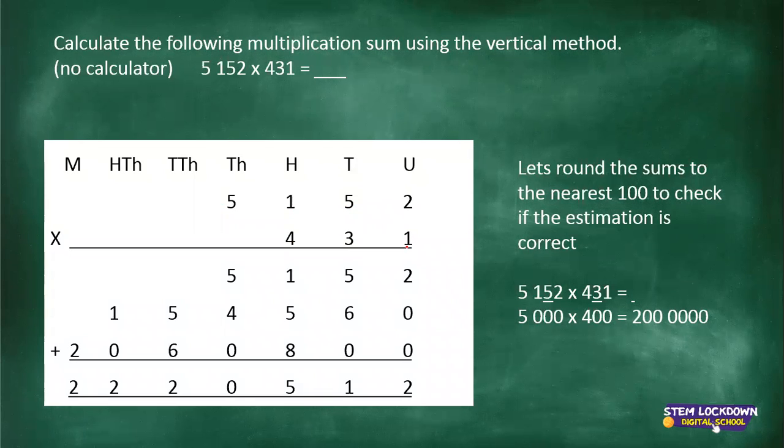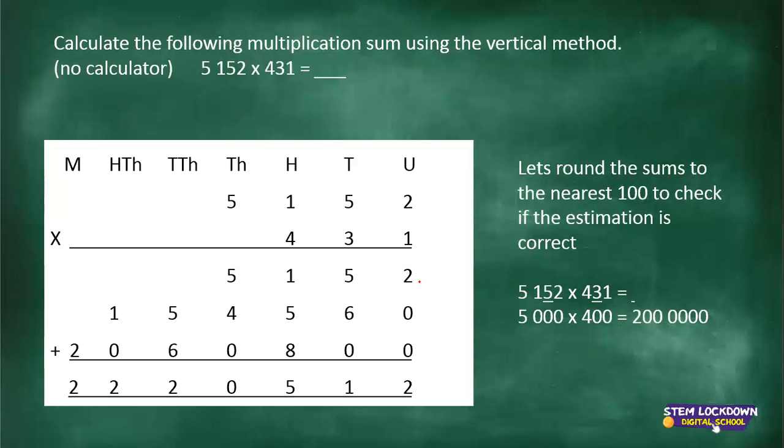5152 times 1. So we go with the units first. 1 times 2 is 2. 1 times 5 is 5. 1 times 1 is 1. And 1 times 5 is 5. So remember, cameras off please, any number multiplied by 1 gives you the exact same number.